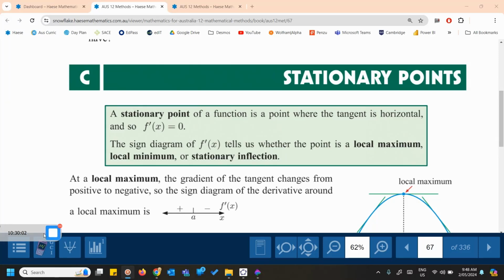In this video, we're going to talk about stationary points. I'm using a new computer and I haven't had a lot of time to plan this, so I do apologise in advance. I will do the best I can.